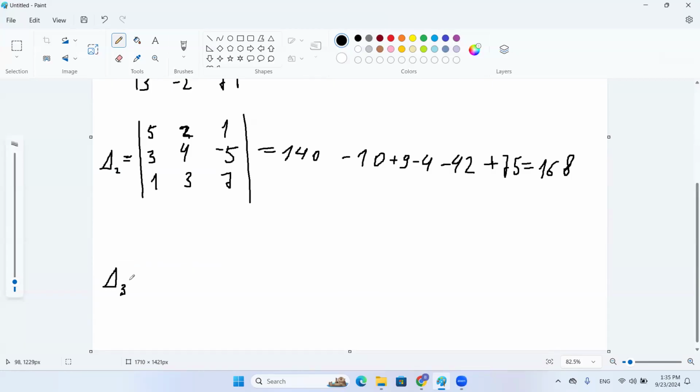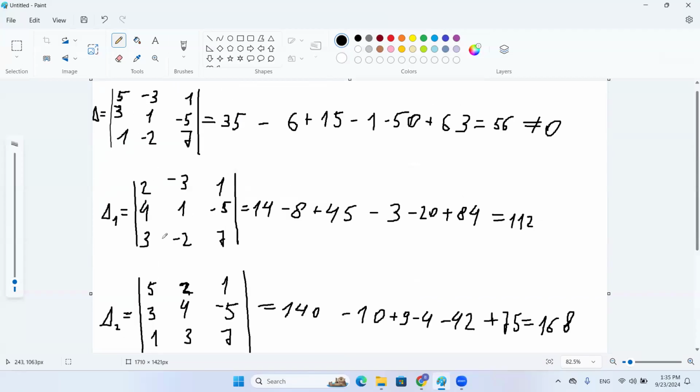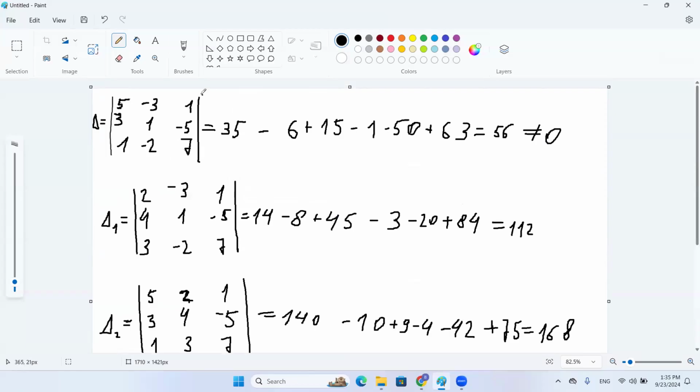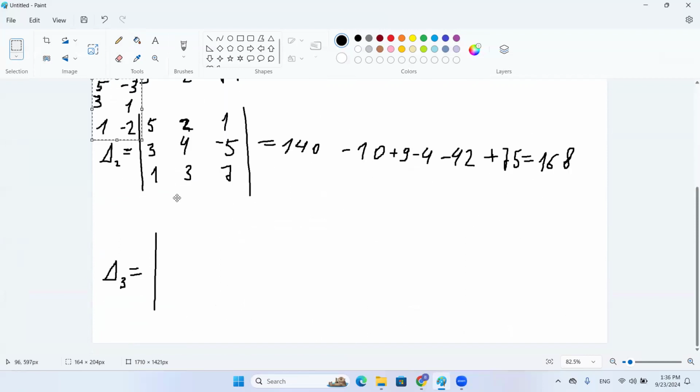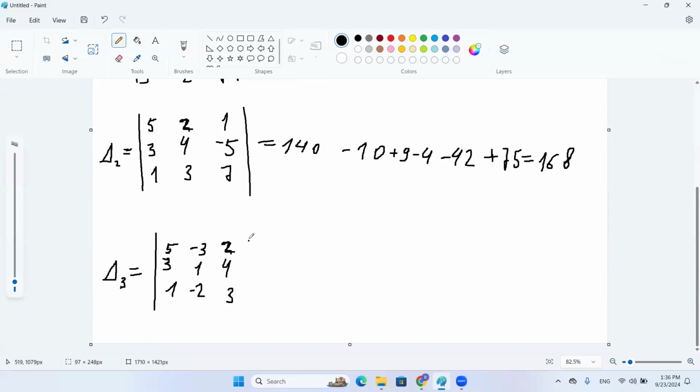Okay, yeah. And let's calculate the third determinant. So which column is changed actually? The third one, yeah. So this will be without changes, and to save our time, I will copy and paste it.